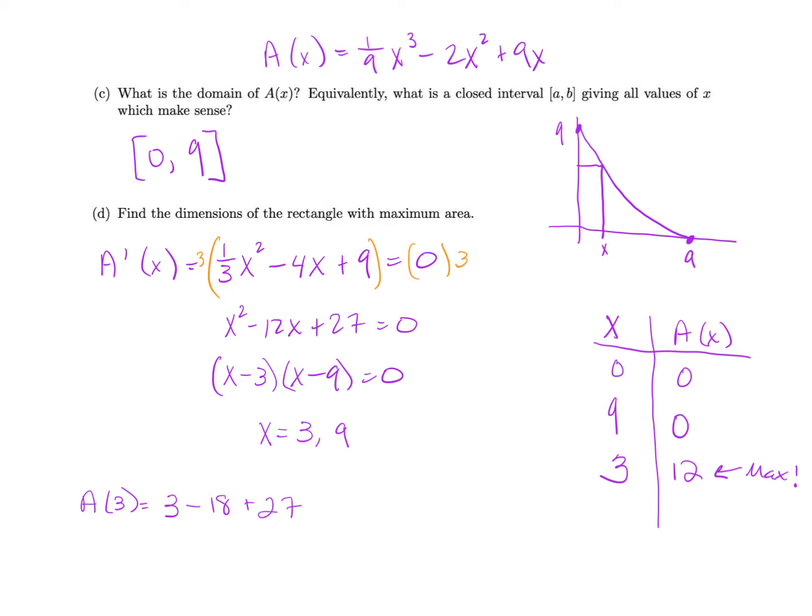And then I should probably just write a sentence stating my final conclusions here. So the dimensions of the rectangle with max area was the question. Find the dimensions of the rectangle with maximum area. I know the maximum area is 12. I know the x coordinate of one dimension of this rectangle is 3, which means the other dimension would have to be 4, because the area of this rectangle is base times height. I know the base is 3. I know the area is 12, so the height would have to be 4.